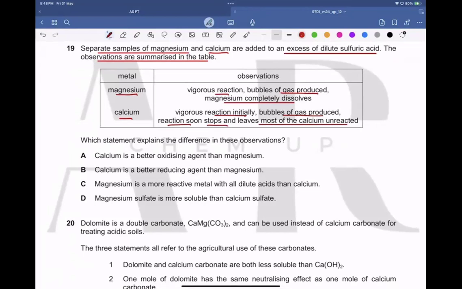Yes, am I audible now, Kef? So both are reacting with sulfuric acid. That's what I assumed. Let me tell you why.